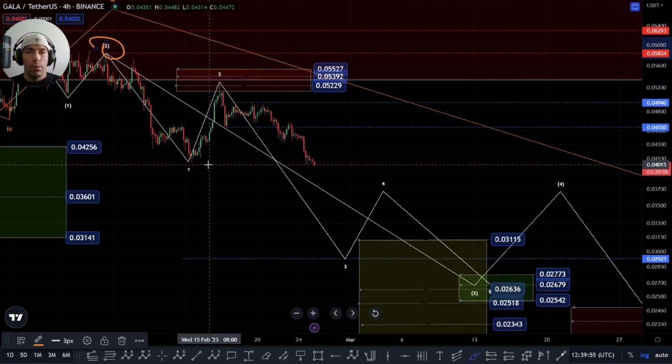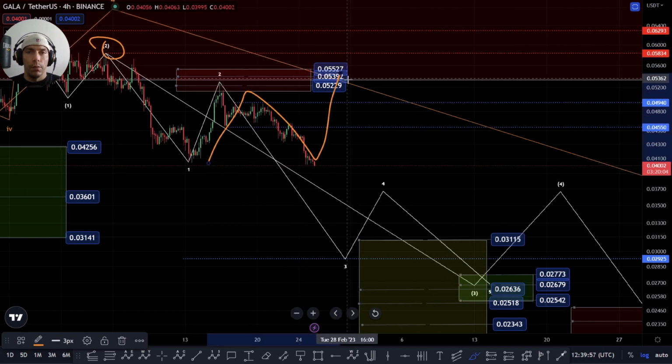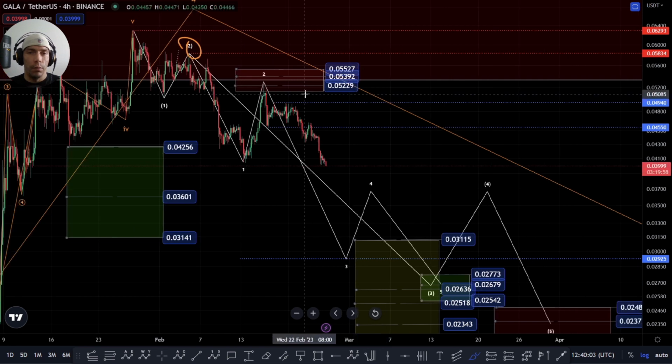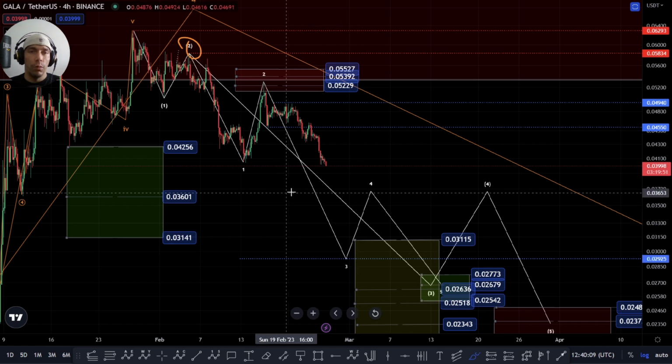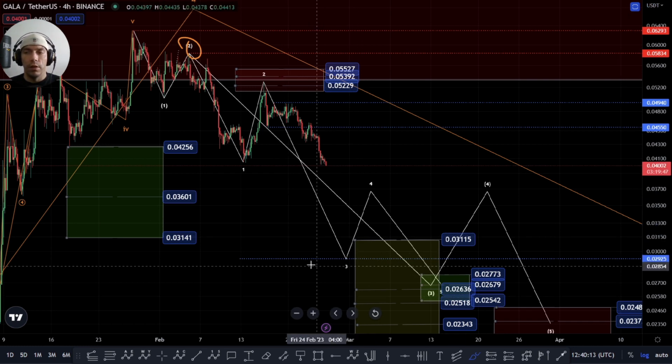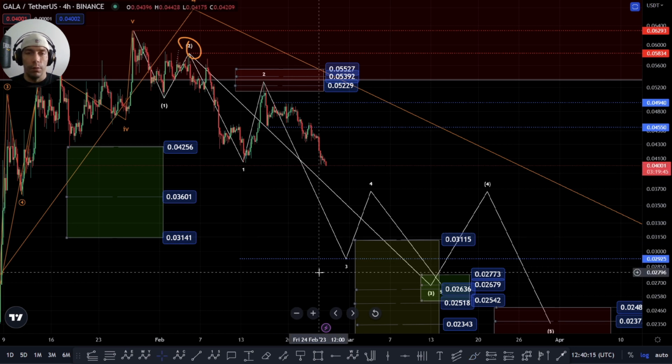So we could even move back up into this red box area here of this 5527 to this 5229, and then still get further rejection here. So it's going to be interesting to see here. If we do continue to break down, then I'll start leaning more towards this option, but really we'd have to move much more substantially down towards this 2925.